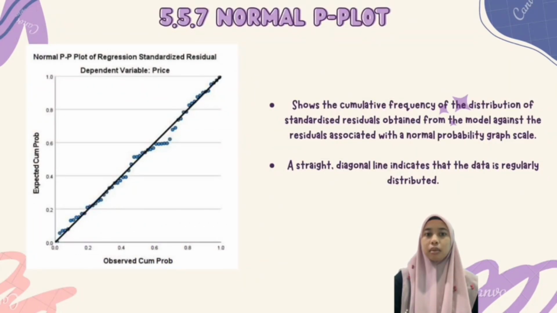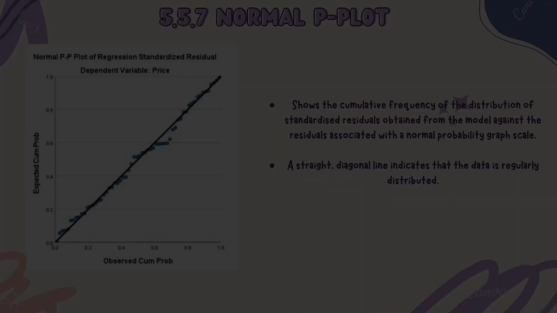Lastly is 5.5.7, normal P-P plot and scatter plot of regression. First is the normal P-P plot. It shows the cumulative frequency of the distribution of standardized residuals obtained from the model against the residuals associated with a normal probability graph scale. A straight diagonal line indicates that the data is normally distributed.